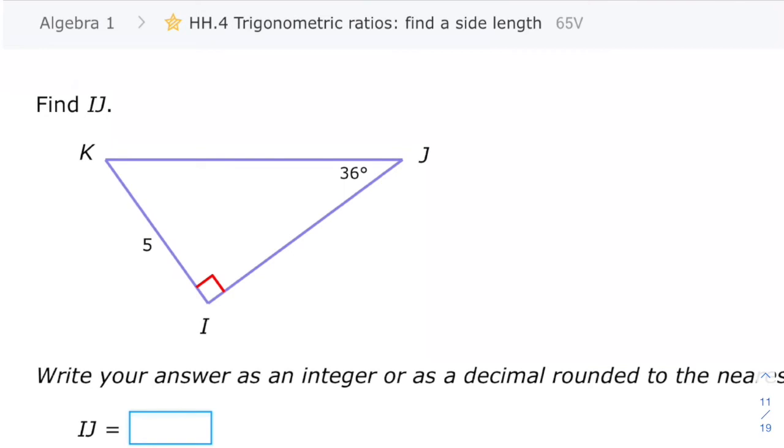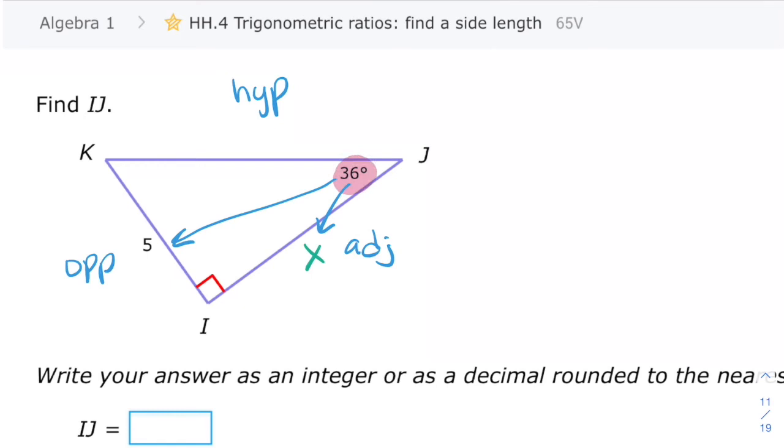So let's see. We have IJ we're looking for. And so here's my hypotenuse. This is my opposite side. This is my adjacent side. Think about adjacent being near it, right? It's what makes up angle J. There's two adjacents. This angle right here is made up of JK and JI. So JK is the side that's adjacent and JI is adjacent. But don't forget, JK is the special adjacent. It's the hypotenuse. It's the longest.